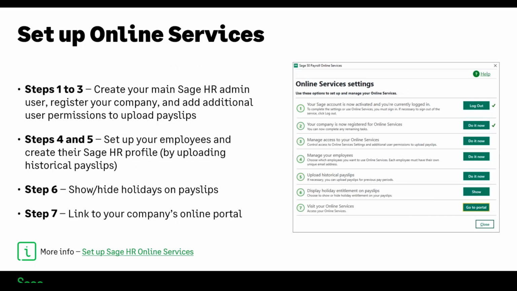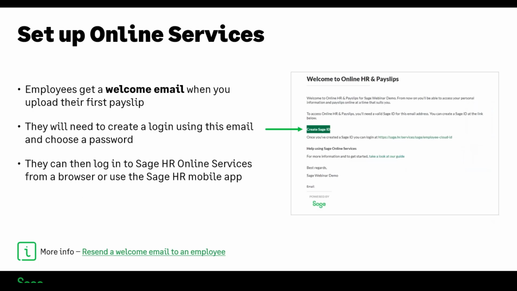So that's me all set up for the online payslips and a little walkthrough of steps 1 to 7. And just a reminder, your employees will get a welcome email when you upload the first payslip, whether that's a current or historical one. And a little tip to note down, that welcome email actually expires after 24 hours. So we've linked an article on this slide which includes those steps to resend the welcome email if any of your employees don't sign up within those 24 hours.